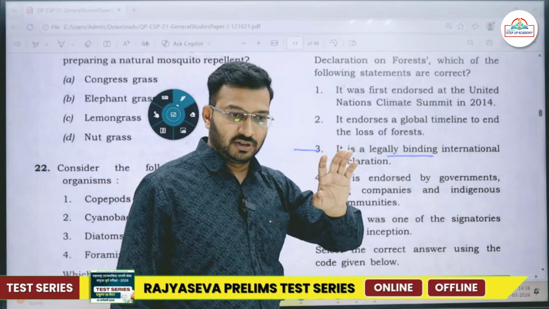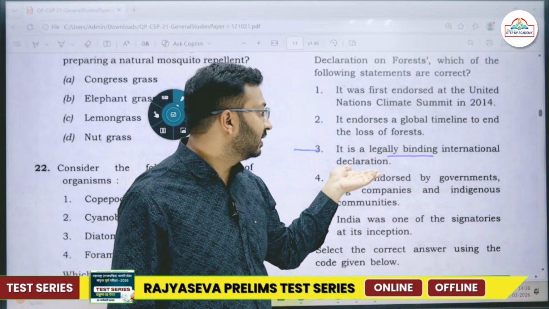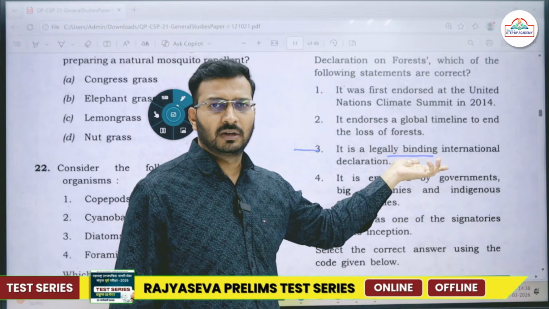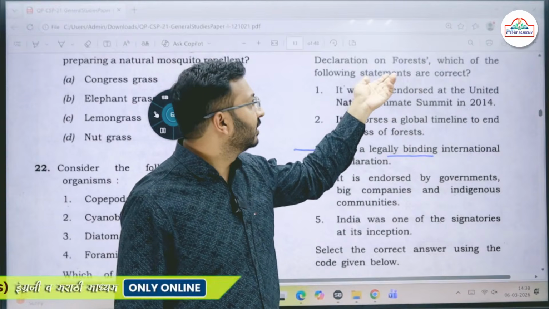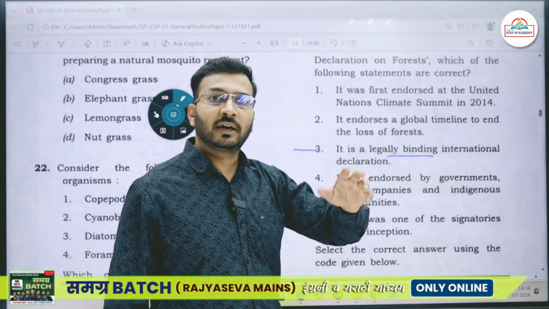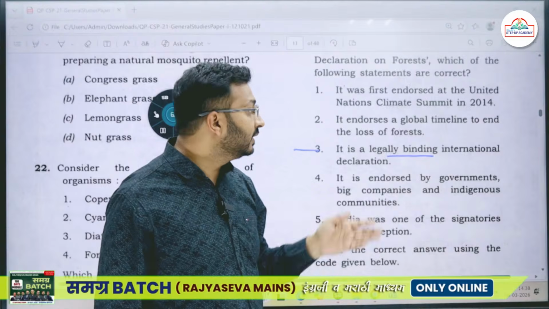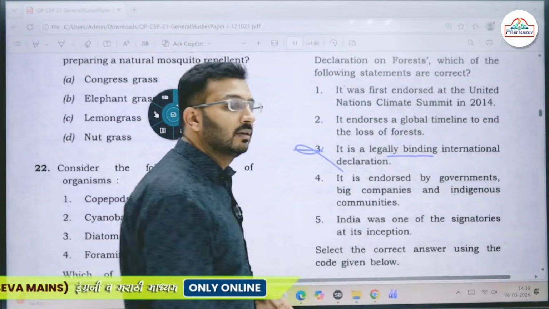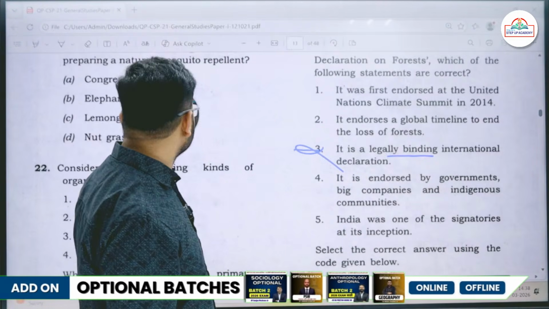It is not a convention. It is not a protocol. And here it is saying it is legally binding. Is it possible? Had it been legally binding with respect to forest, then the entire world would have been aware of it. Legally binding is not possible at all. Let's see if the answer comes.